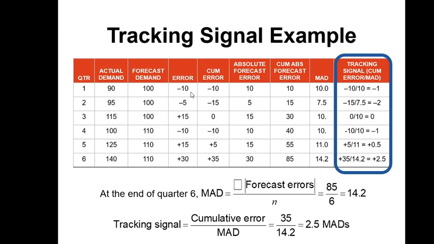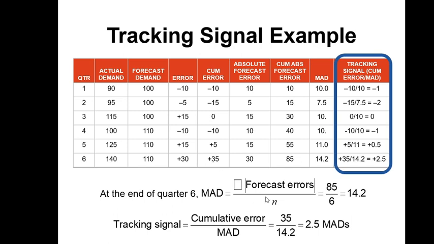Let's please concentrate. The error here is 90 minus 100, which is minus 10, isn't it? So we have a cumulative error of minus 10. Now let's continue. Minus 10 plus minus 5 is minus 15. Plus 15 is 0. Plus minus 10 is minus 10. Plus 15 is plus 5. Now plus 30, so our total cumulative error is 35.